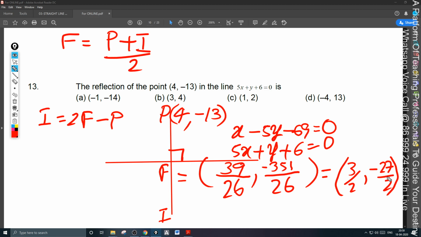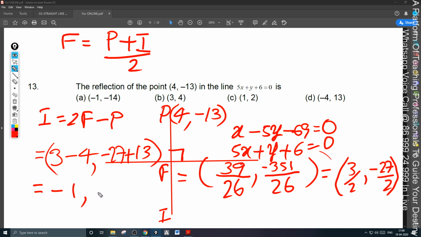Now I want I here. Very simple. I is got like this: this is twice F. Substitute F here. 2 into 3 by 2 is 3, minus P, minus 4, comma, 2 into minus 27 by 2, the 2 getting cancelled, minus 27, minus P, plus 13. So your answer is (-1, -14). First option.